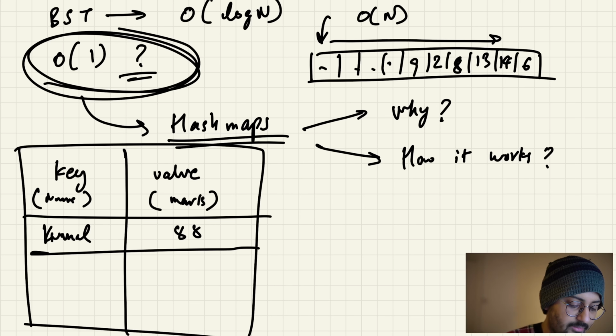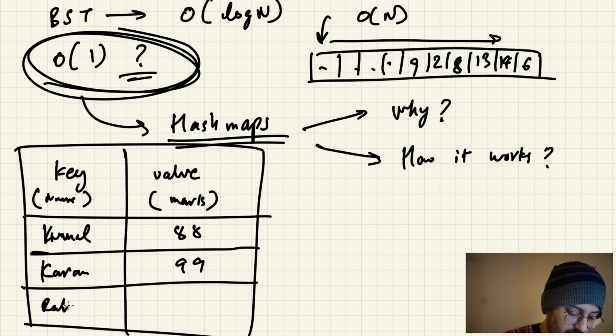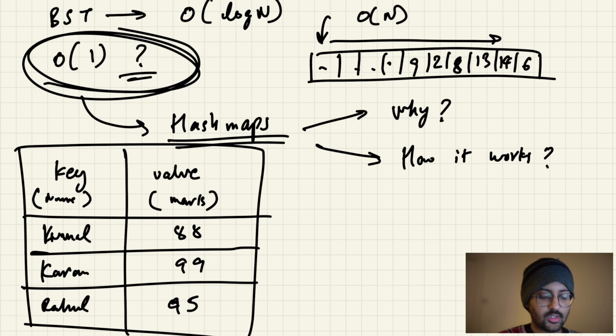Let's say you have a key and a value pair in one entry, one element of a hash map. Okay, so the first element consists of a key value pair, which is Kunal, 88 marks. We have Karan, 99 marks. We have Rahul, which is 95 marks, and so on and so forth. So this hash map here has 3 items, these 3 items. And every item has a key and that key has a value.